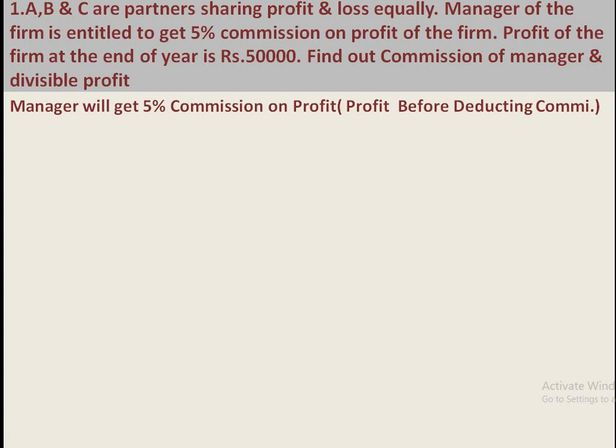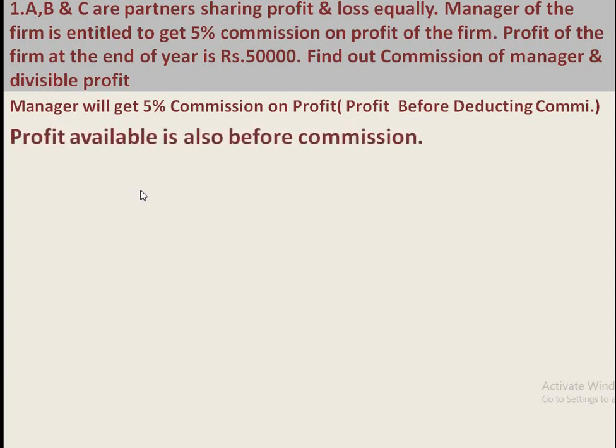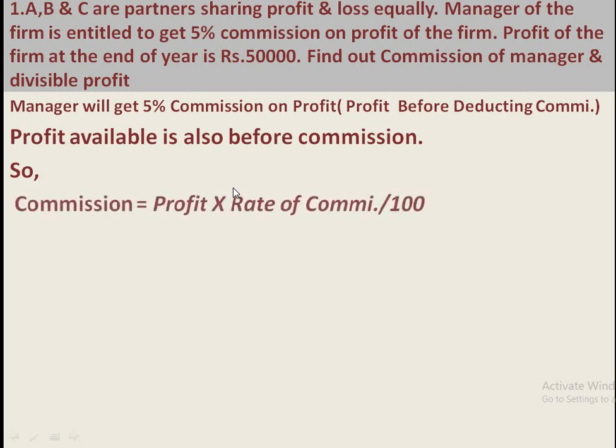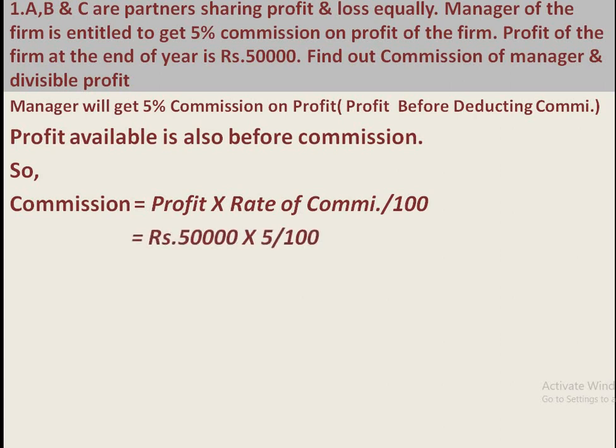So in this situation, the profit available is also before commission. I told you the profit which is available to you is always before commission. So how to calculate the commission of the partner? Commission is equal to profit into rate of commission divided by 100, our first formula in the previous slide. Here profit of the firm is 50,000. Rate of commission is 5%. So 5 by 100, the manager will get 2,500 rupees commission.